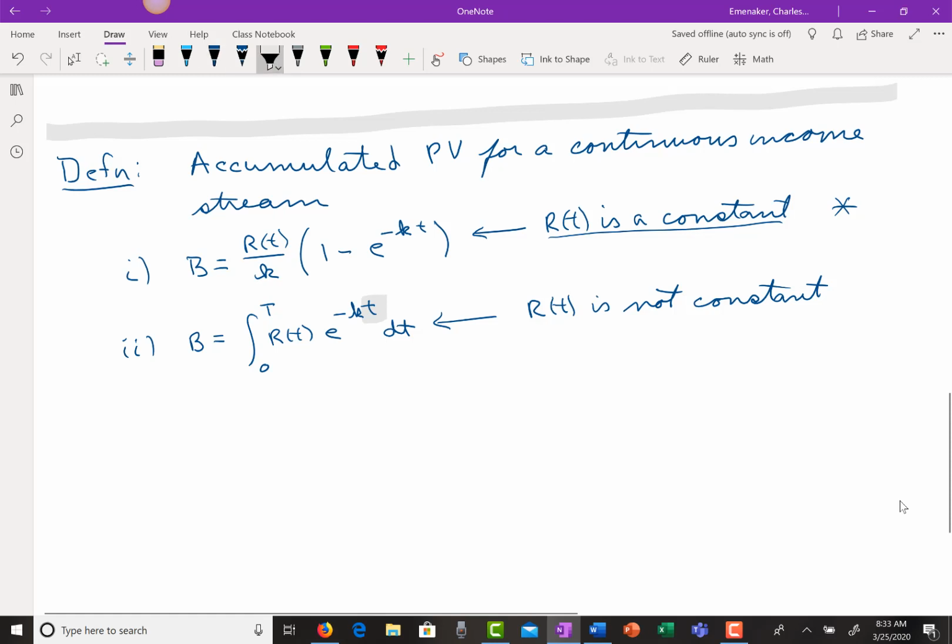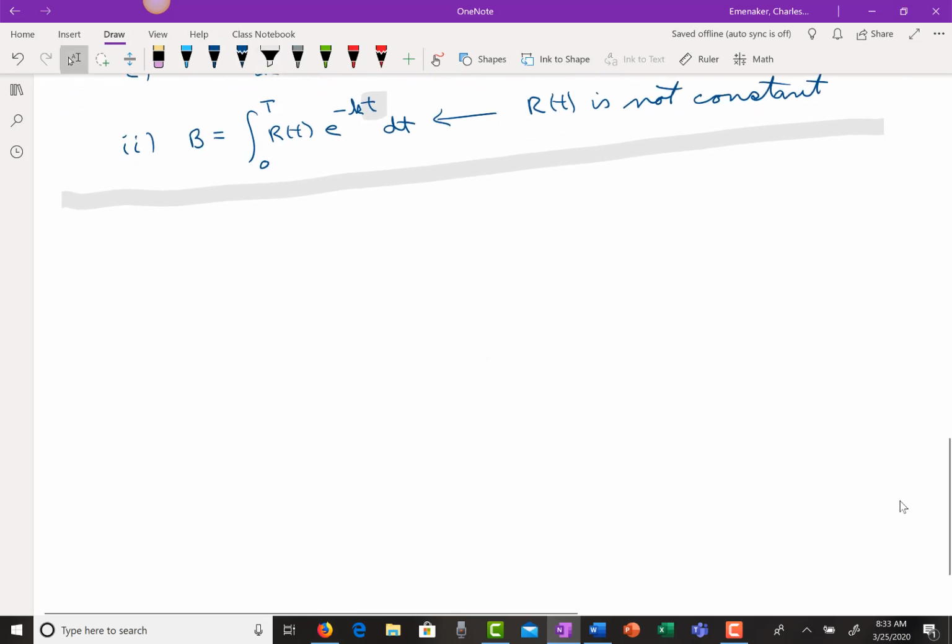Something I'd like to point out here as well is it's fairly straightforward to see a relationship between the present value and the future value. The present value is P sub 0, and that's this integral from 0 to capital T of R of t e to the negative k lowercase t dt. Okay, that's our present value.